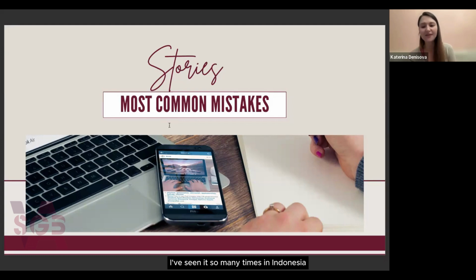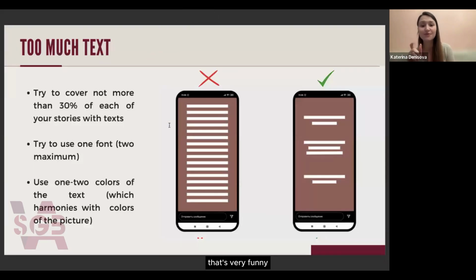And the first one, I've seen it so many times in Indonesia. That's very funny. In the homeworks of my students, when they put too much text on a story. Please try to cover not more than 30% of each of your stories with text. People come to Instagram to entertain themselves, not to educate themselves, not to read your unlimited huge texts and novels. They are here to have fun, especially in stories format. So when you have a story and a picture, please write 1 to 2 short sentences on this story. Don't cover all the story with text, okay?